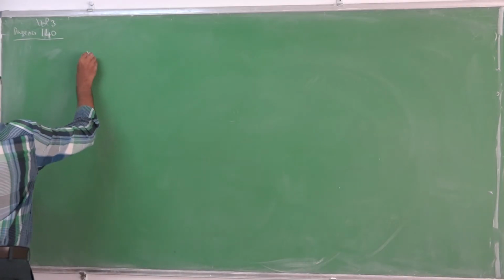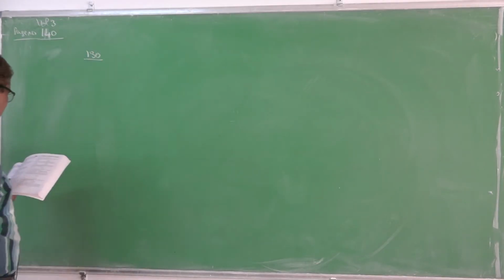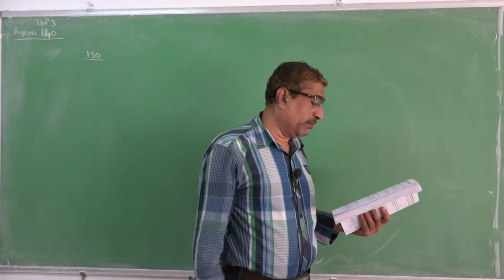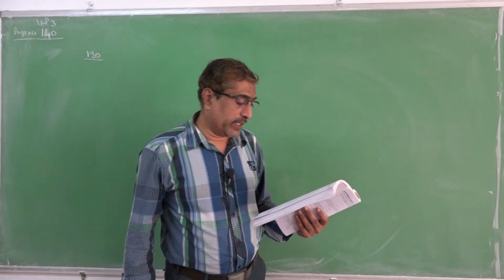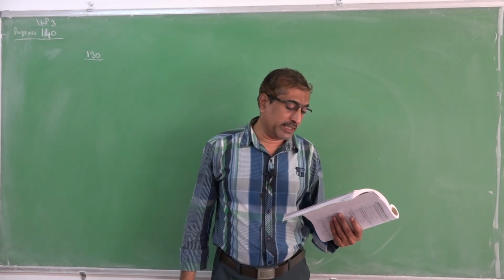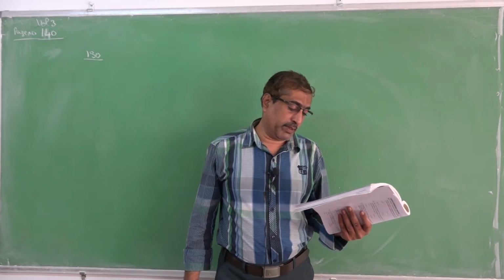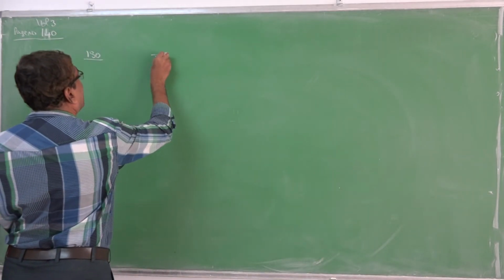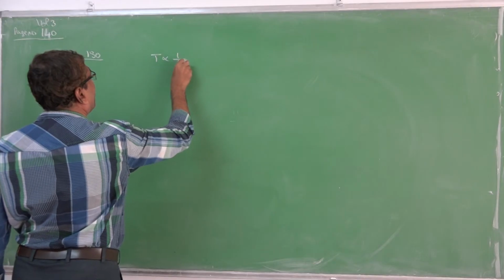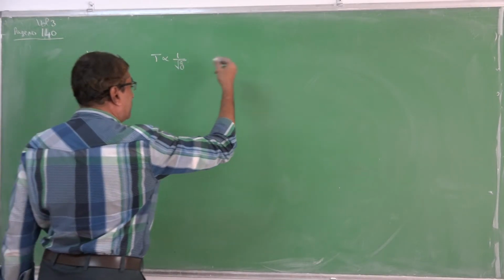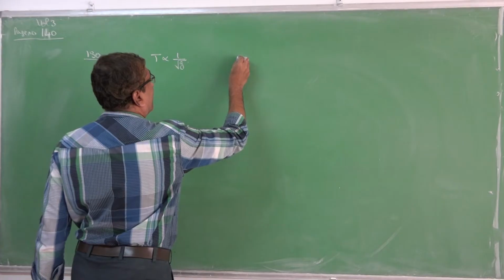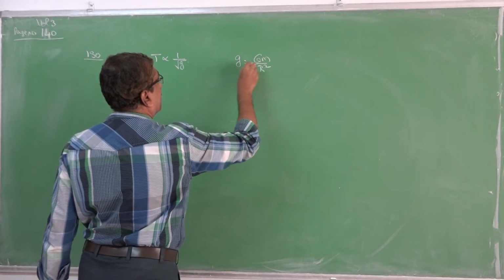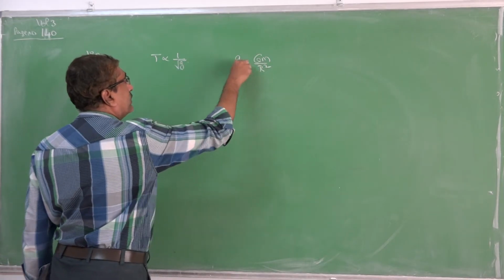Now 130. The mass and radius of a planet are double that of the earth. If the time period of a simple pendulum on earth is T, the time period on that particular planet is? Okay, so T is proportional to 1 by root g. On a particular planet, we know g is equal to GM by R square. So this is g1.